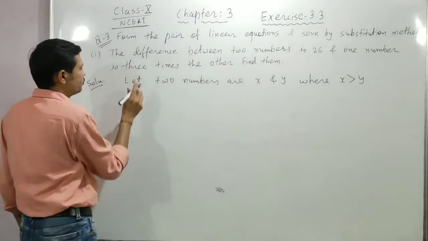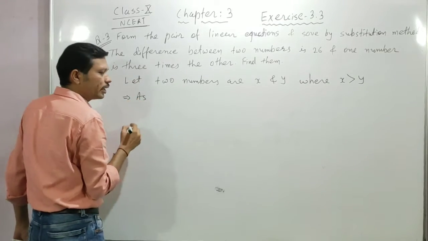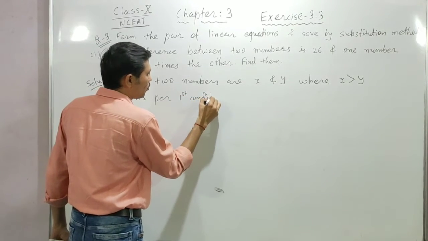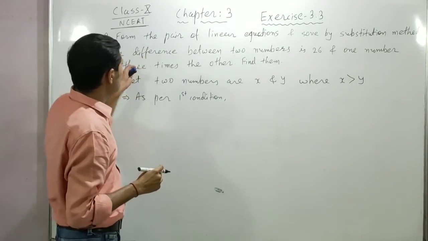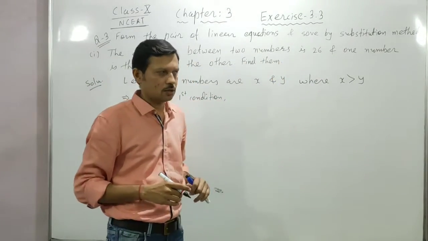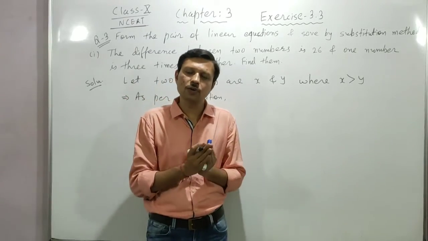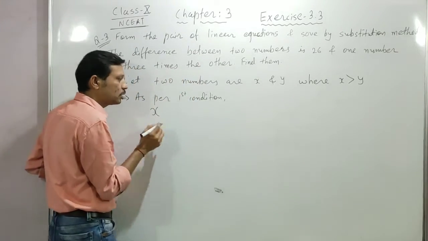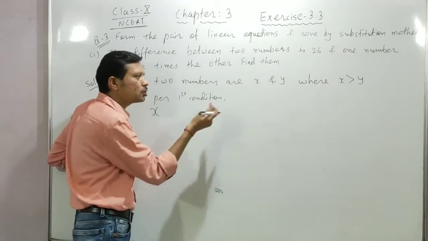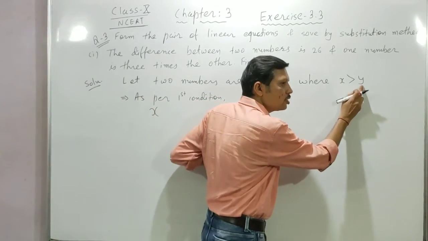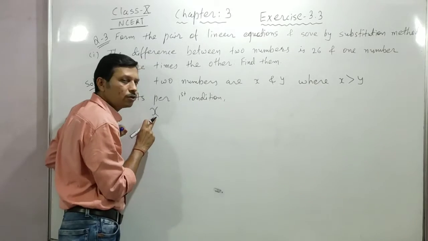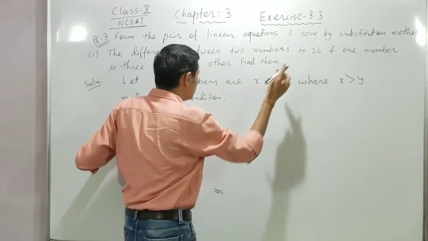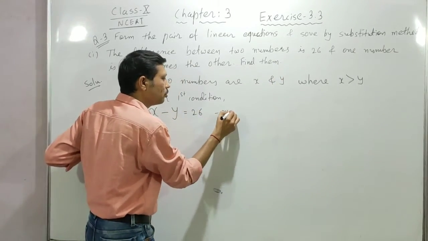Now first point. Here we will write it as per the first condition. The difference between two numbers is 26. In a difference, obviously first we have to take the greater number and second the smaller number. What is the first number? X, that is the greater number, so we take it first. And the smaller number? Y. For the difference, first we take the greater number minus the smaller number, and that difference is 26. That's my equation number 1: x minus y is equal to 26.